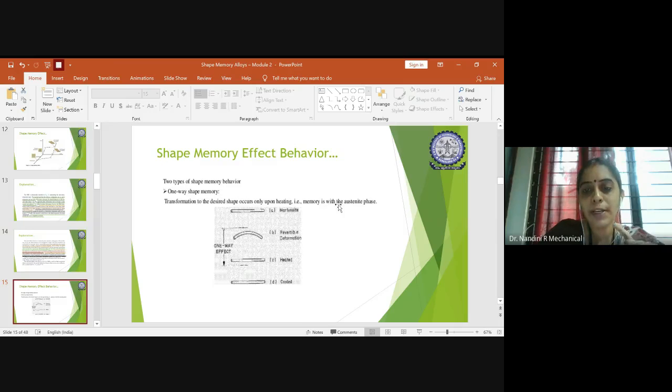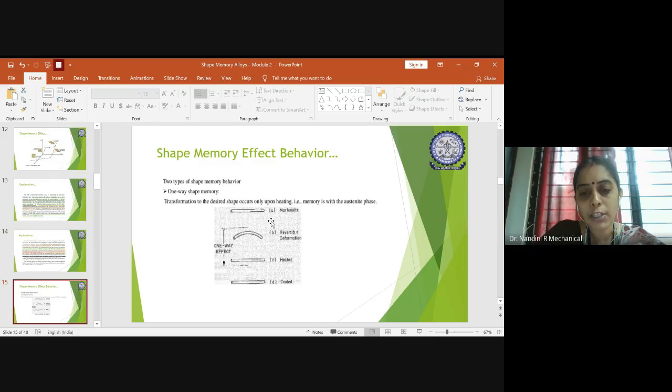The memory is with the austenite phase. When you heat from room temperature, first it will reach the austenite phase. The concept of memory to regain its position is in its austenite phase only. So this is called the one-way effect.